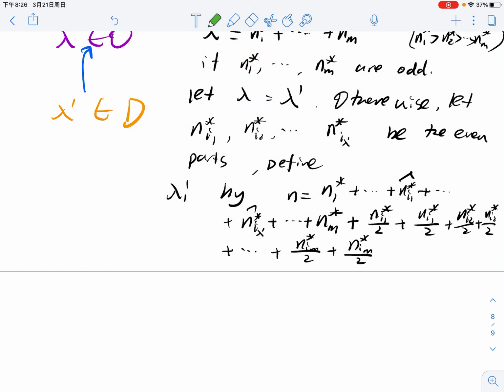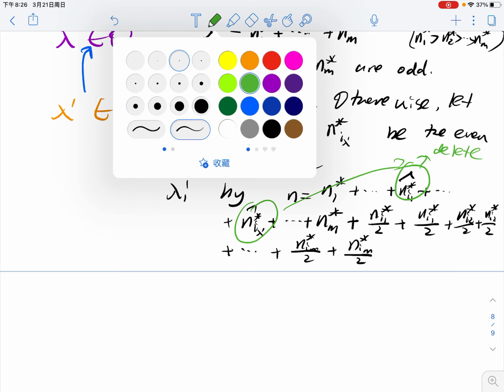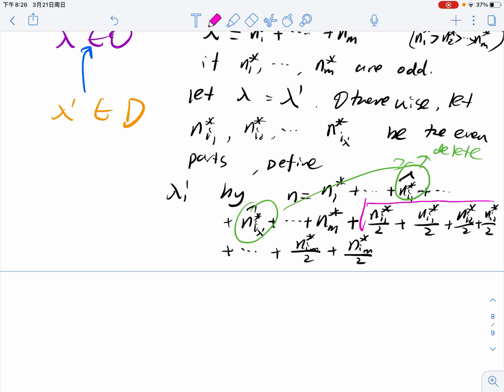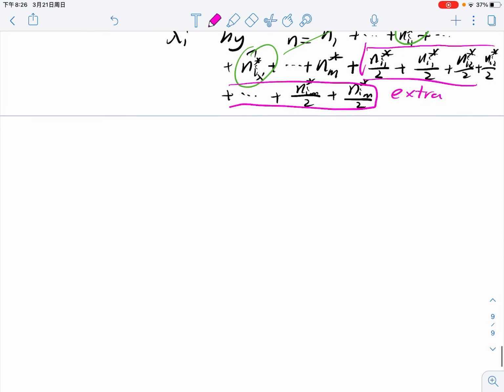Okay, and here, see, delete, and those are extra terms. Okay, and after this step, probably you can get more odd parts or delete more even parts, but probably you still don't have an element in capital O.